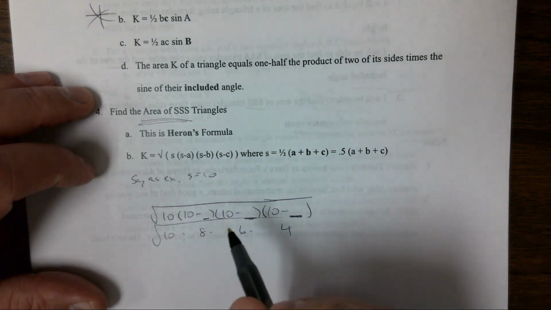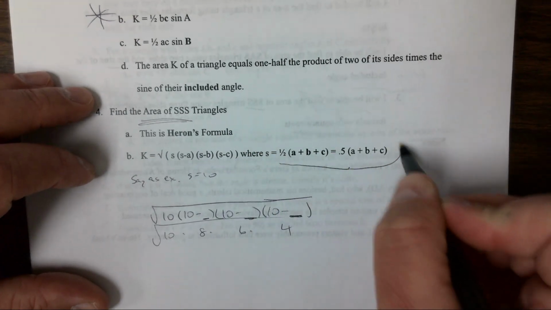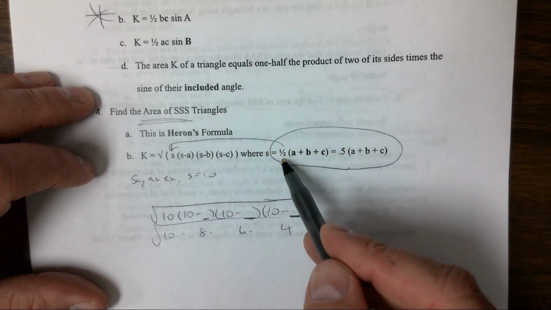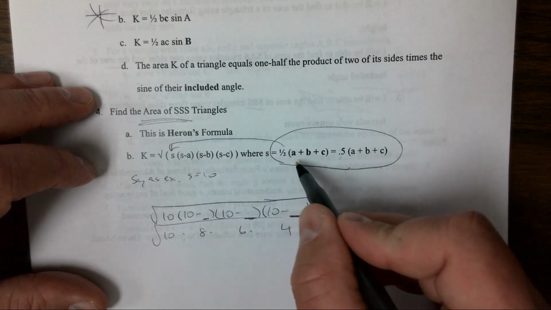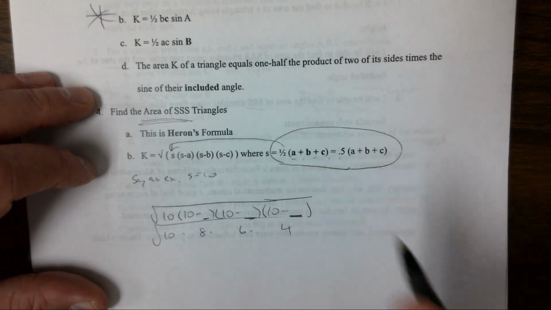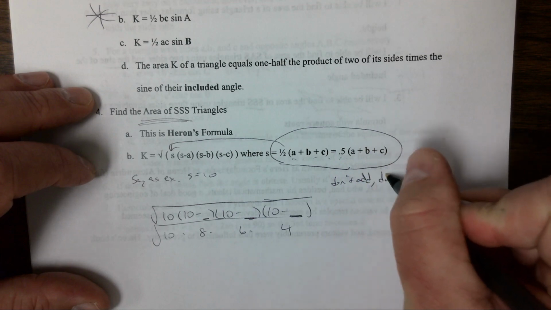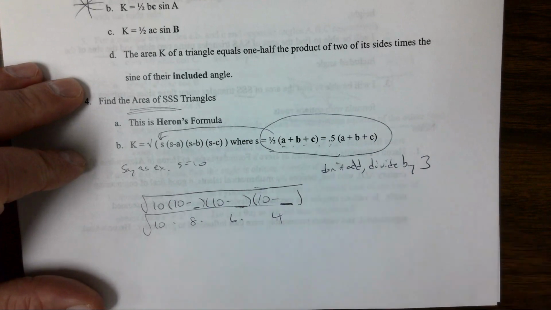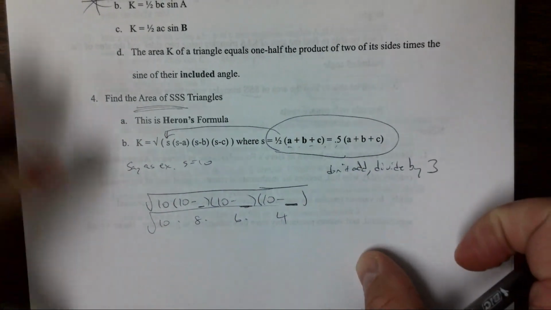Now, how you actually get what S is from this formula: you either use your half as a fraction or a 0.5. You add your side lengths and divide by 2. Don't add and divide by 3. You divide by 2. It's not an average. Okay, so that's your notes.